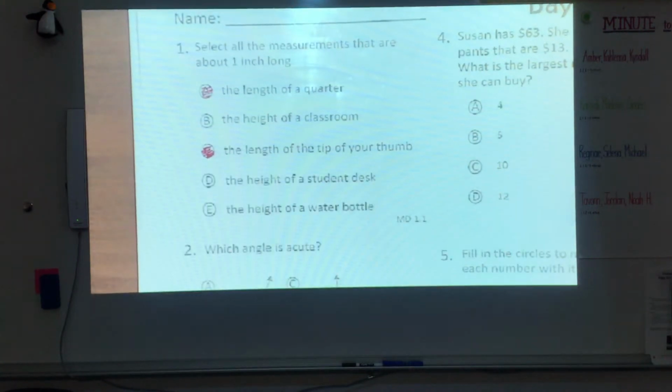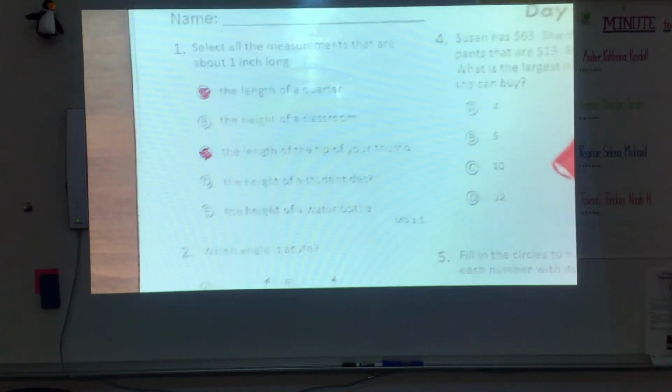The height of a student desk. What do you think, Miss Hancock? Oh, that's pretty tall. I think that's more than 1 inch. Definitely, so no. What about the height of that water bottle? Well, that's pretty tall too. Yeah, that's way bigger than 1 inch as well. So we only should have chosen A and C for number 1.